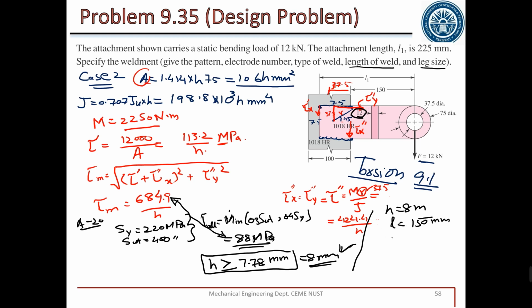Type of weld is parallel, case 2, table 9-1. Electrode number.